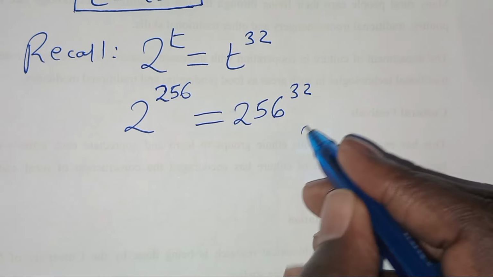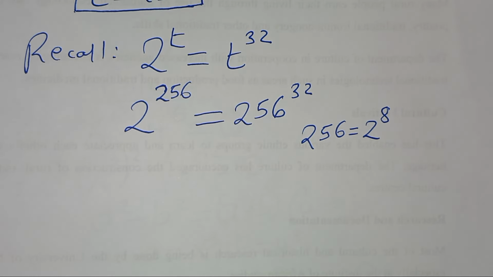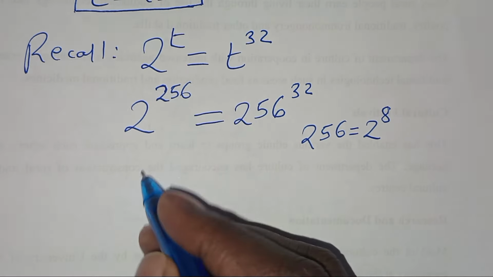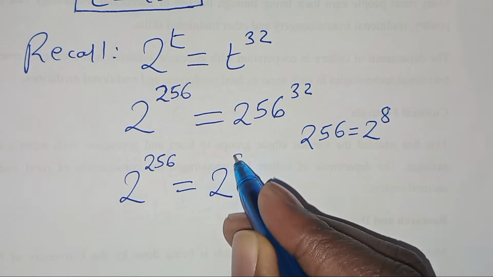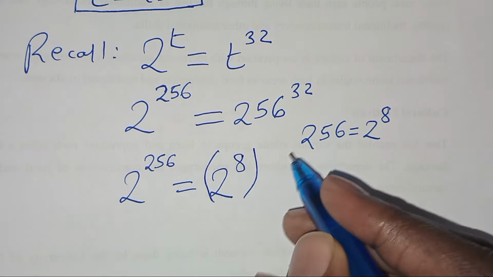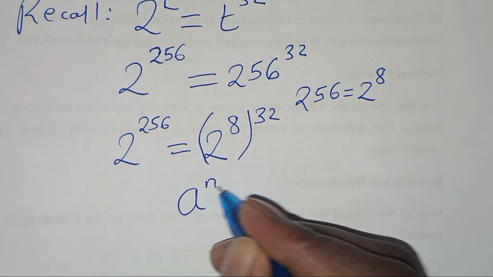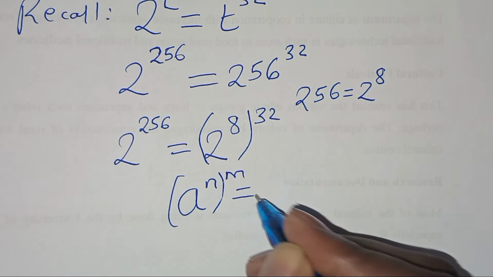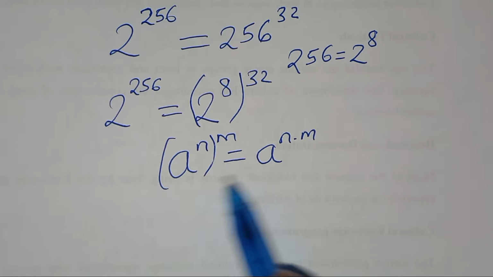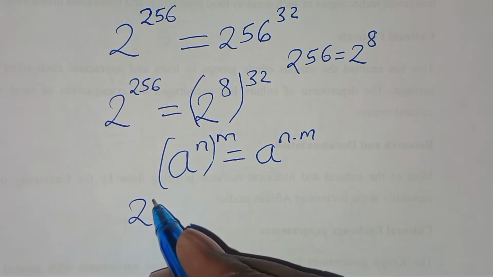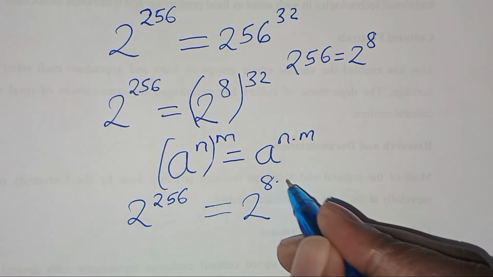So we can express 256 as 2 to power 8. So this implies that here we have 2 to power 256 equal to 2 to power 8 raised to power 32. And therefore, given that a to power n raised to power m can be expressed as a to power n times m, applying this exponent property, here we have 2 to power 256 equal to 2 to power 8 times 32.